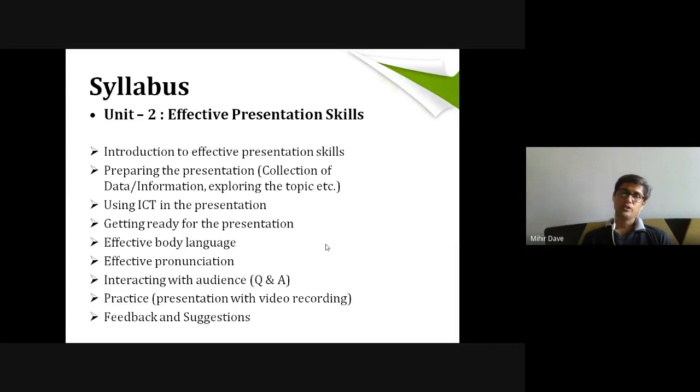And of course we'll also give you situations where you're going to have interaction with the audience, like you gave a presentation and then you receive some questions. So how do you give and take questions and answers is what we are going to have in the syllabus. And of course there'll be a whole lot of practice, and at the end of it we are going to record your presentations, and then we can assess. And of course a feedback session would be the last one.